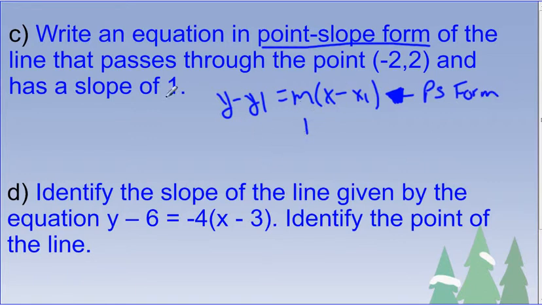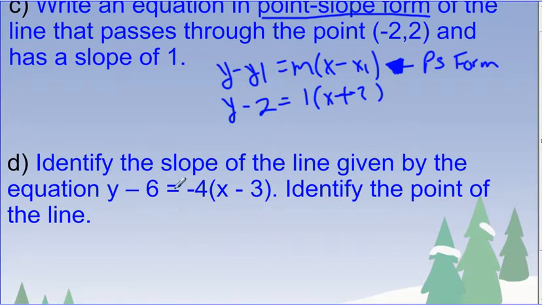We got slope of 1. X minus the x value is a negative 2, which I'm going to change in a second. And y minus a positive 2. Now, remember, minus a negative is really a positive. So y minus 2 equals 1 times x plus 2. Done.